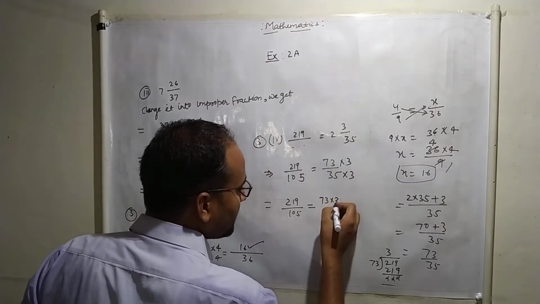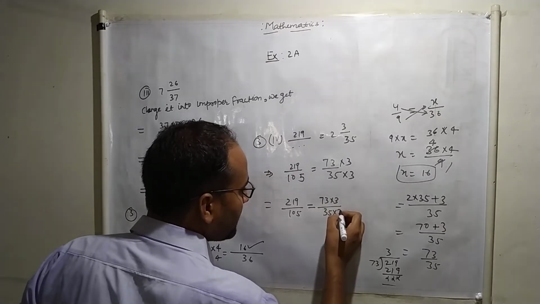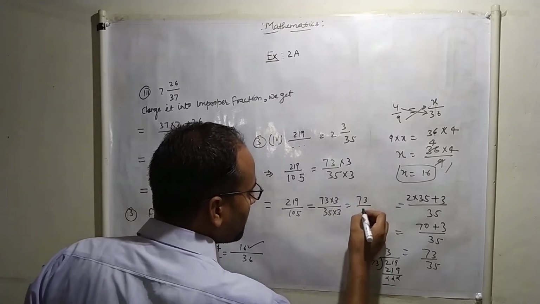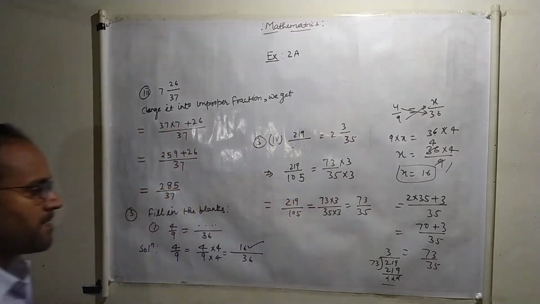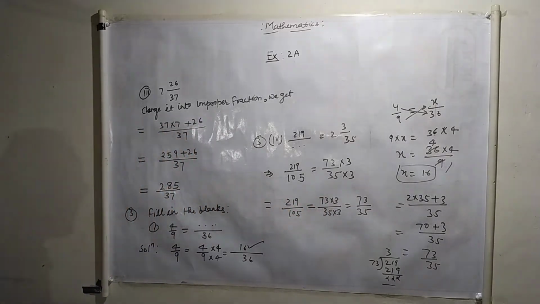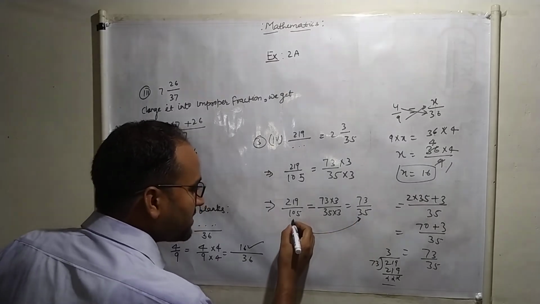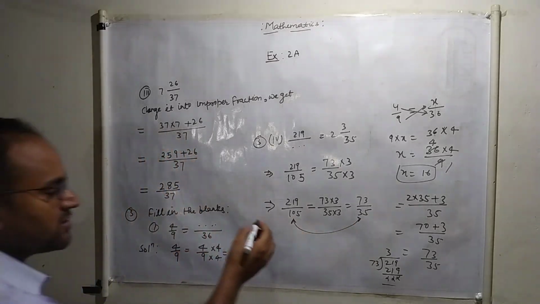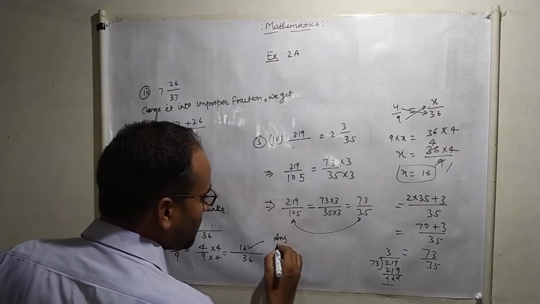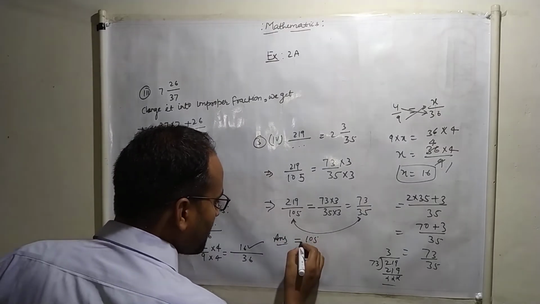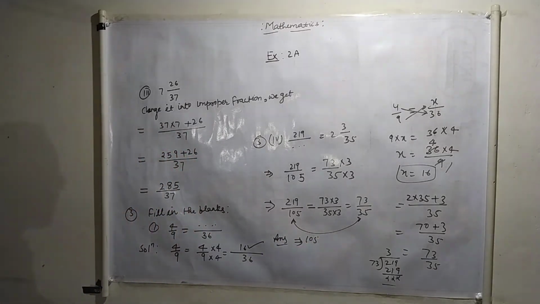So your answer is 219 upon 105 is equal to 73 multiplied by 3 and 35 multiplied by 3, that is 73 upon 35. Okay students, 219 upon 105 is equivalent to 73 upon 35. So what is your required answer? Answer is equal to 105. The remaining ones you will try yourselves, students.